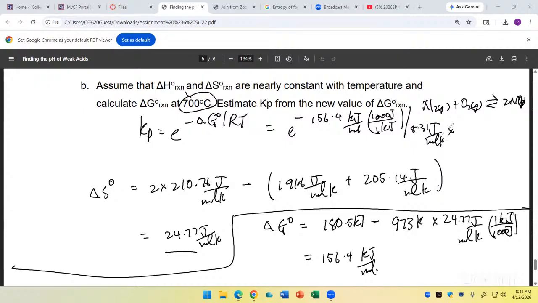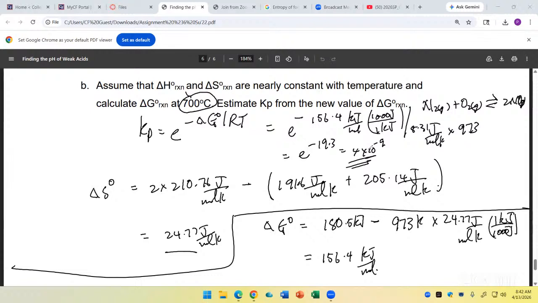which is going to be 973 Kelvin. And when I did that calculation, what did I get? I got E to the minus 19.3, which would be equal to 4 times 10 to the minus 9. And that's how that is done. All right. Any questions about this one? Okay, good.